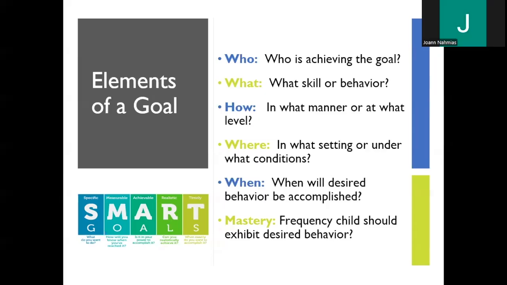Where, in what setting or under what conditions will the skill be practiced or observed? When, by when should the student be able to demonstrate the goal, usually within the IEP year? And mastery. How often or how well should the student perform the behavior to show mastery? Each element of a goal ensures that the goal is measurable and meaningful, so everyone on the team knows exactly what success will look like.